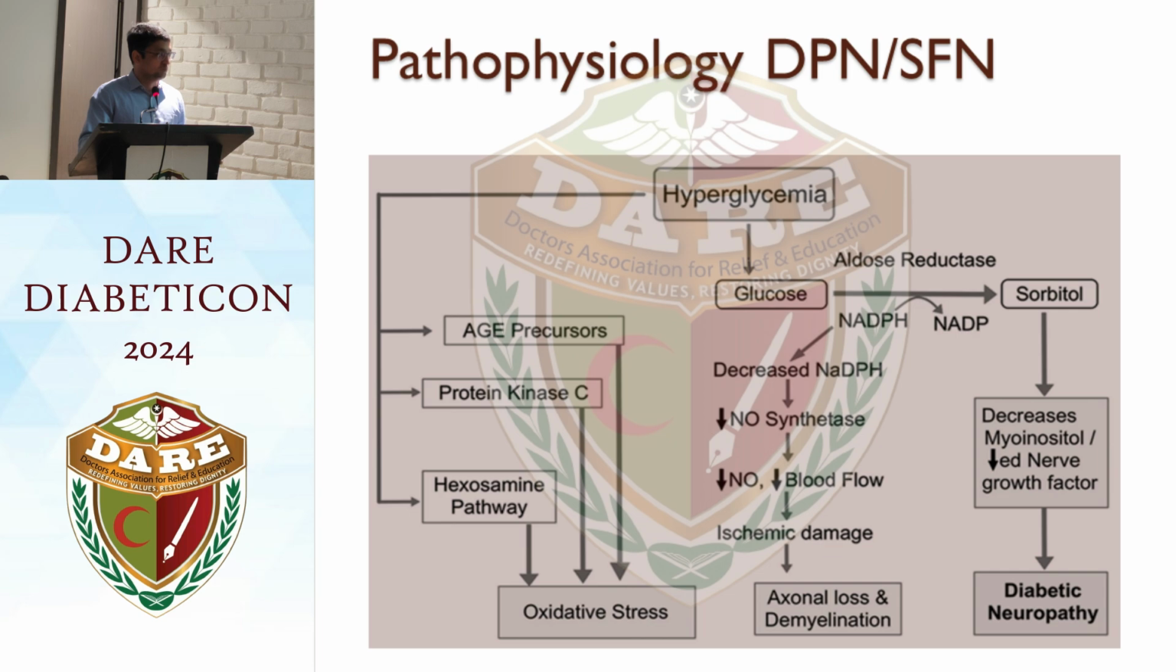Second is ischemic damage leading to axonal loss and demyelination. The third one, increase in sorbitol, will lead to reduction in the nerve growth factors and will also contribute to direct neurotoxicity. So this is the basic pathophysiology behind diabetic polyneuropathy and small fiber neuropathy. You can also say diabetic autonomic neuropathy as well.